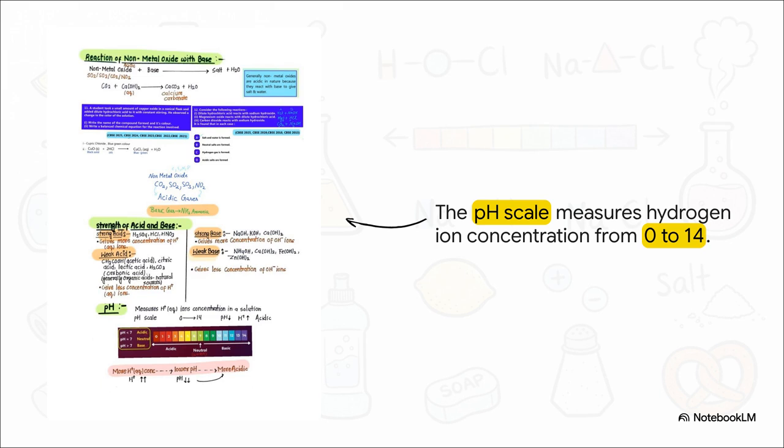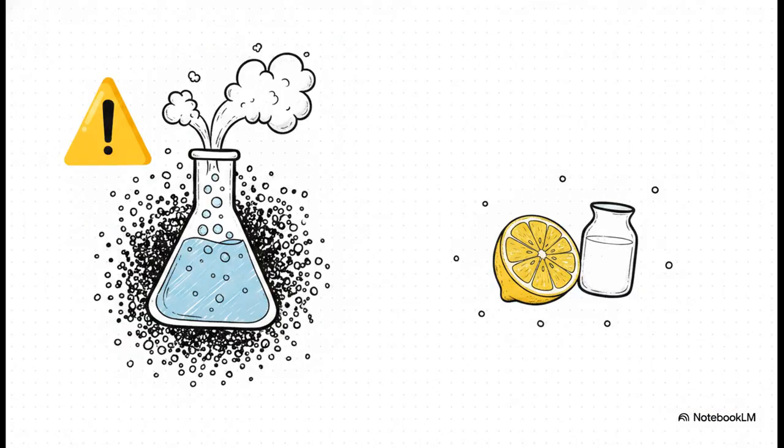Anything below 7 is acidic, and the closer you get to 0, the higher the hydrogen ion concentration, which means a much, much stronger acid. Conversely, anything above 7 is basic, with 14 being the absolute most basic you can get. We can really see the extremes of that scale when we contrast different acids.